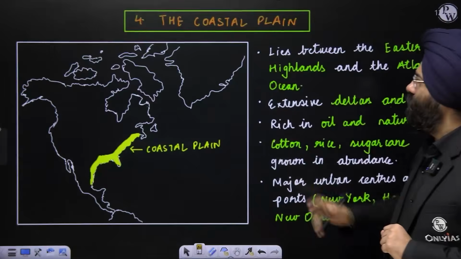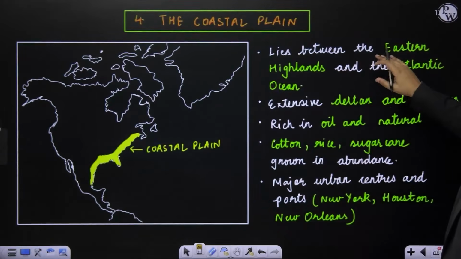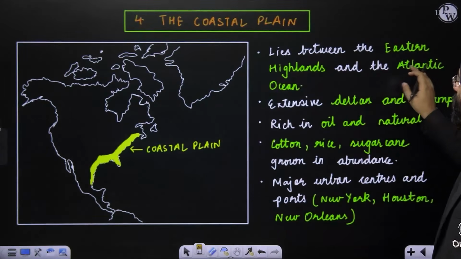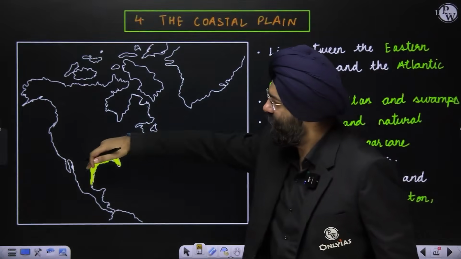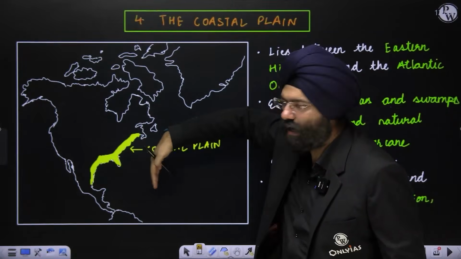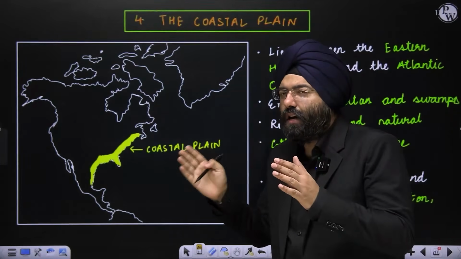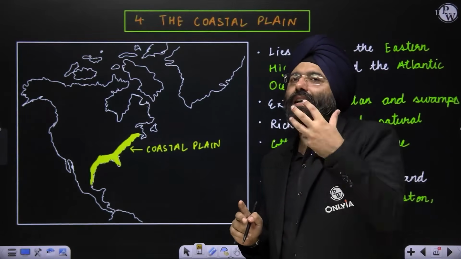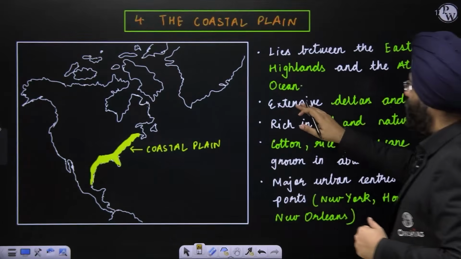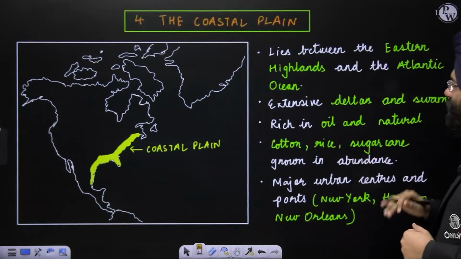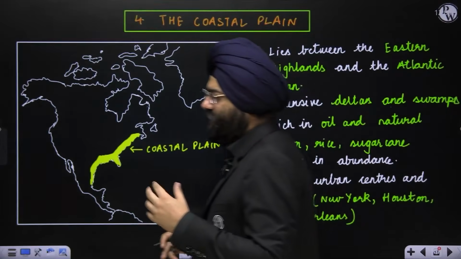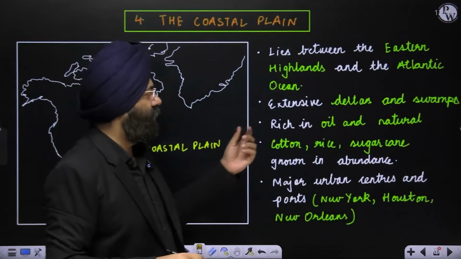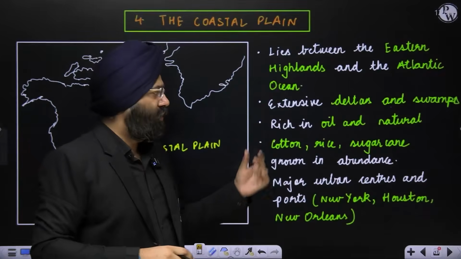So the coastal plain over here lies between the Eastern Highlands and the Atlantic Ocean. The Eastern Highlands lie here, then the coastal plain, and this is the Atlantic Ocean. So between the Eastern Highlands and the Atlantic Ocean, you have the coastal plain, more precisely the Atlantic coastal plain. Extensive deltas and swamps are present here. Again, they are very rich with respect to oil and natural gas.